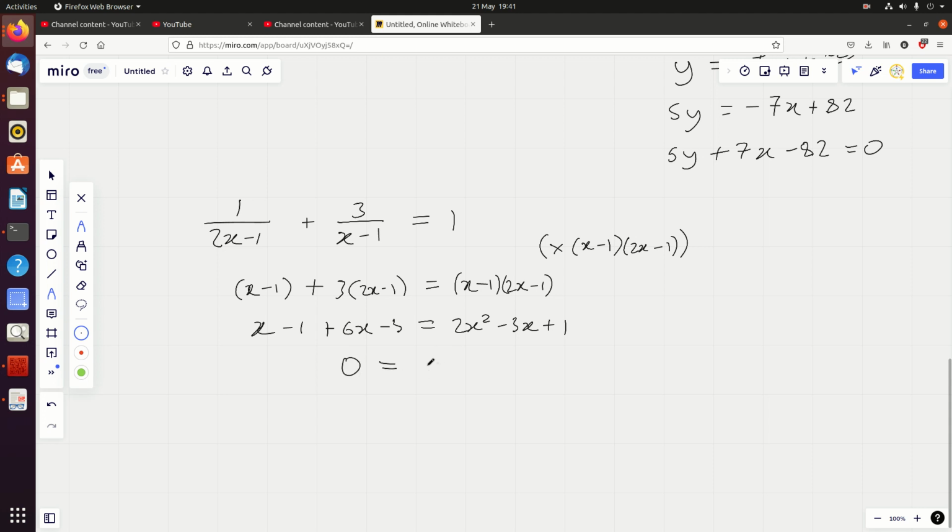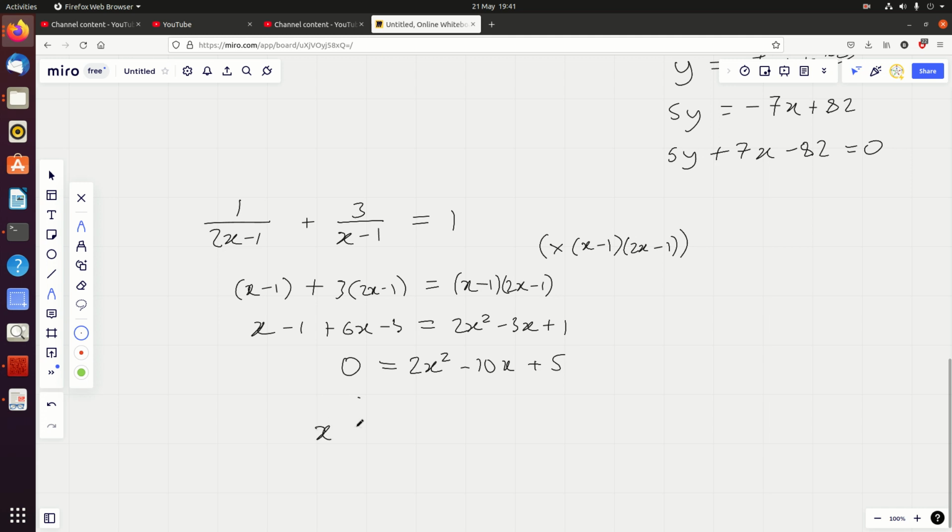So we get 0 equals 2x squared. We're going to have to take away a 6x, which makes minus 9x, and take away an x, which makes minus 10x. And then we've got minus 4 here, which we're going to add on to the 1. So that's going to become plus 5. And so we've now got 0 equals 2x squared minus 10x plus 5. We've just got to solve this.